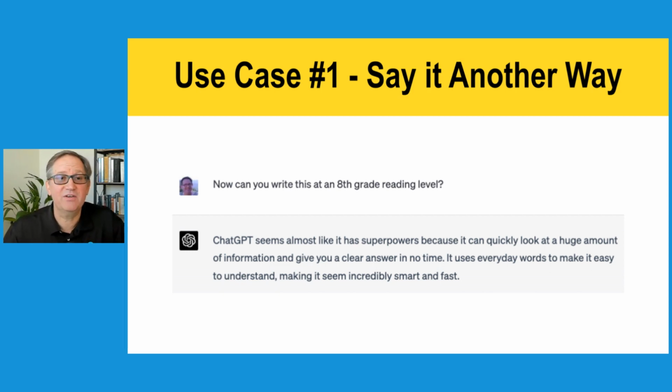It can expand on previous things that you were talking about. It remembers everything. So I didn't have to go through and retype in everything and say, now write this at a reading level. All I had to do is type in, now can you write this at an 8th grade reading level? And here's what it says. ChatGPT seems almost like it has superpowers because it can quickly look at a huge amount of information and give you a clear answer in no time. It uses everyday words to make it easy to understand, making it seem incredibly smart and fast.